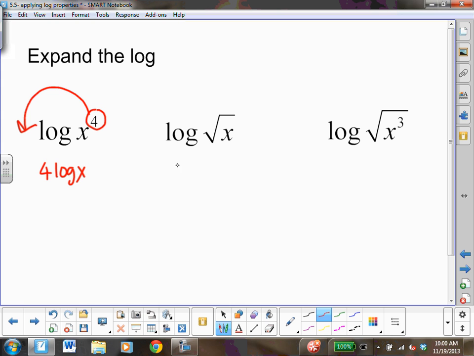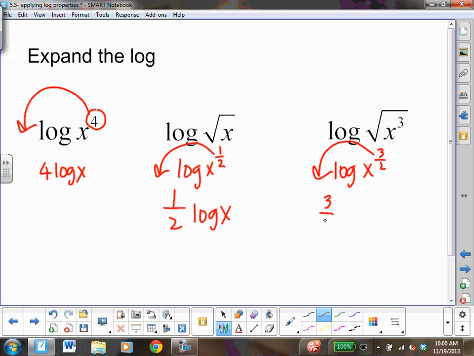For this one, it's the square root of x, so I first need to express the square root as a fractional exponent, and then bring the 1/2 out. And then in my last example, again, I need to express it as a fractional exponent, bring the 3/2 out, and this would be my solution, all expanded.